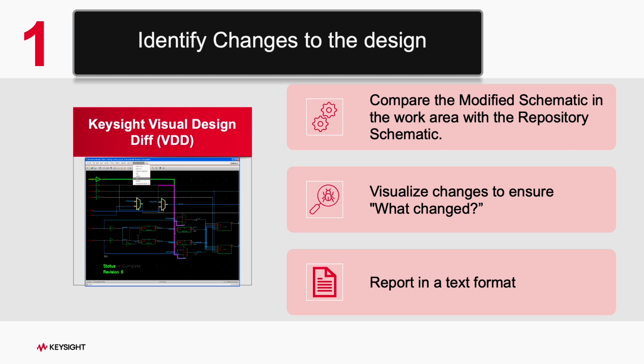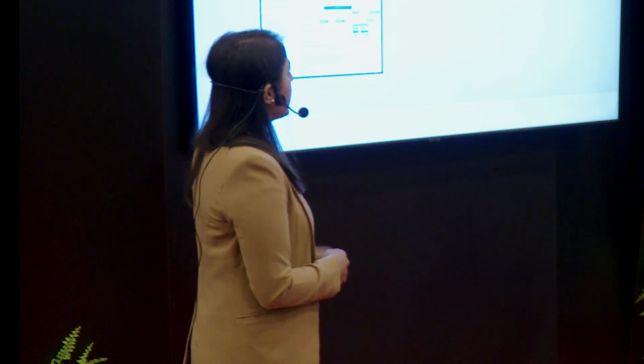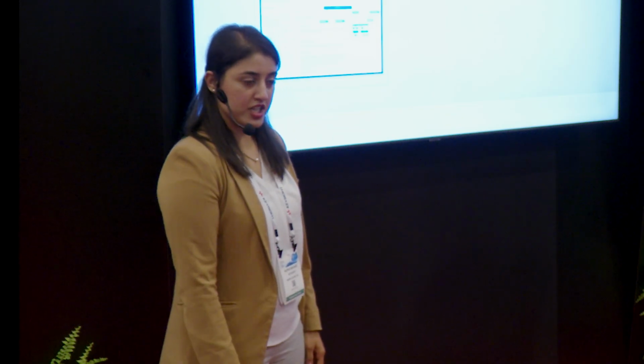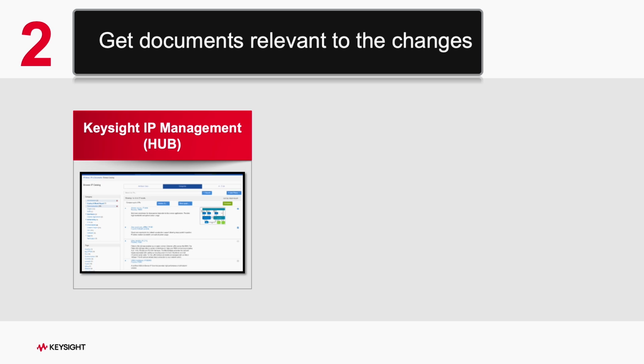So you know exactly what has changed. There is a detailed list of changes. Next up is to get documents that are relevant to the changes. So maybe I added a mux, I had added a buffer, I added an inverter. So I need to have documentation. Maybe there are some data sheets, or maybe it ties back to the specification documents or requirements documents for that project. So I can get the relevant documentation from Hub.